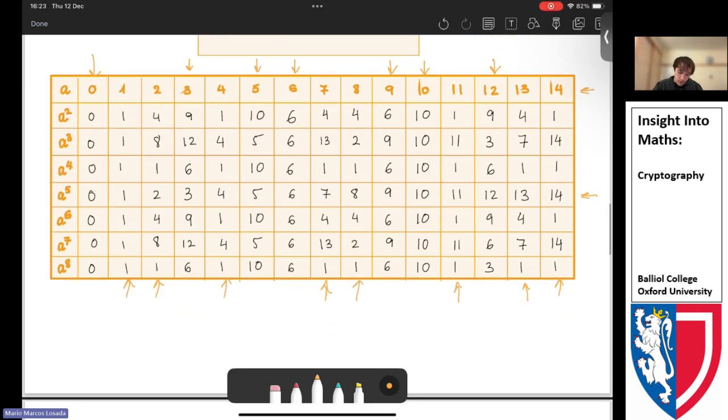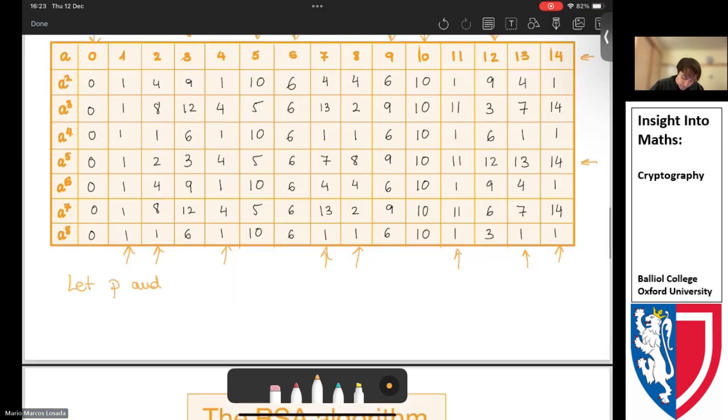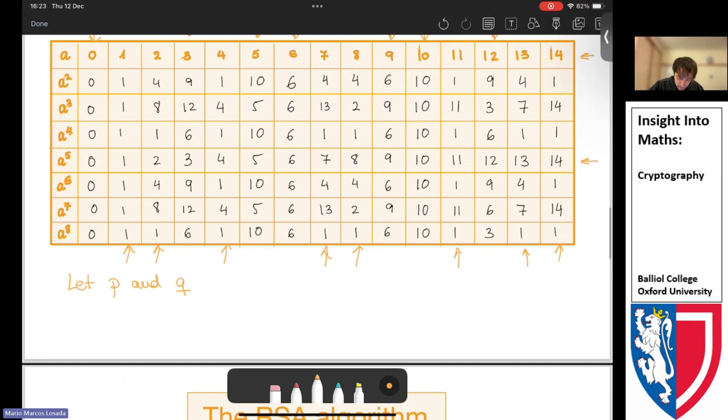And so the statement goes as follows. It says, suppose that you have two primes, P and Q. In our example here, these primes are 3 and 5, which are the prime factors of 15. So suppose you have P and Q be distinct primes.